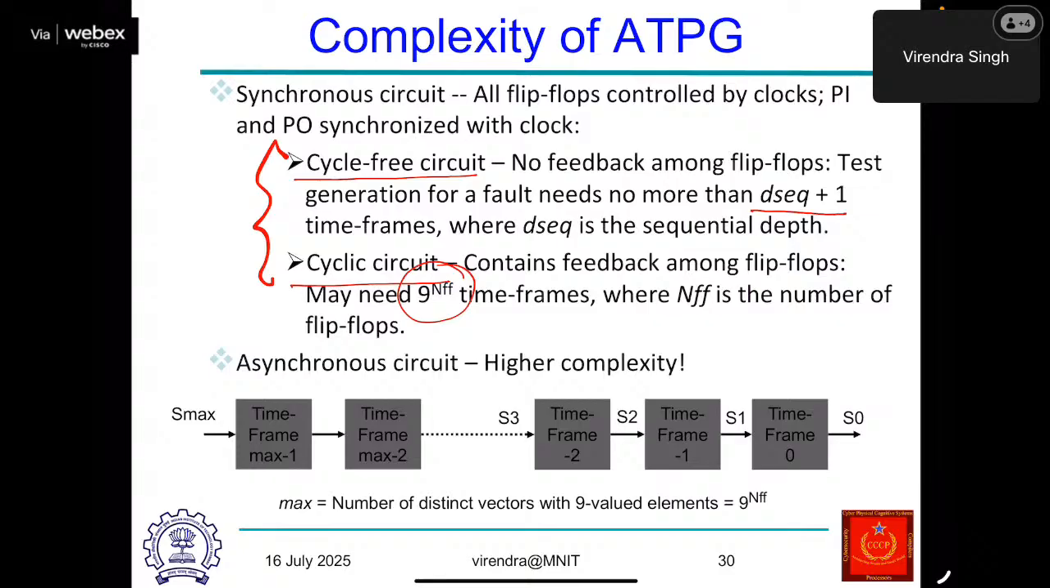Generally we are not using sequential test generators, because you can see the complexity of the sequential test generator. If the circuit is a cyclic circuit, then you may need to replicate it 9 raised to the power of the number of flip-flops, and even with 2 flip-flops I may need to replicate it 81 times.